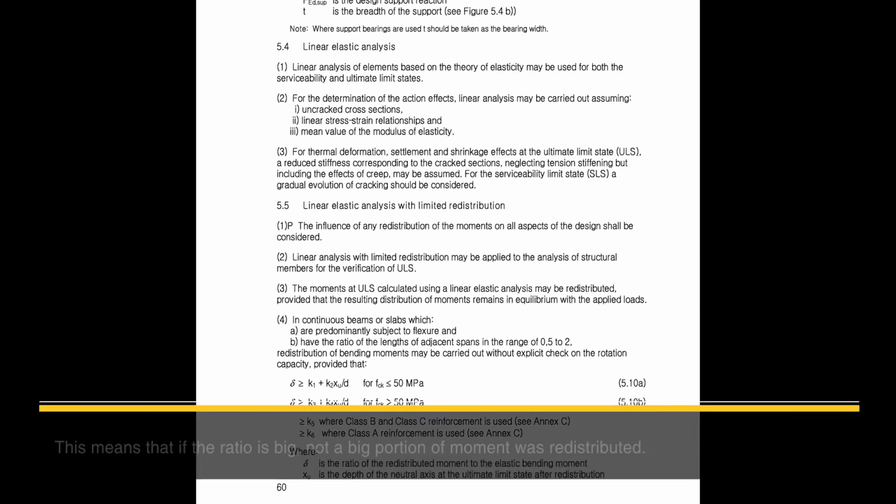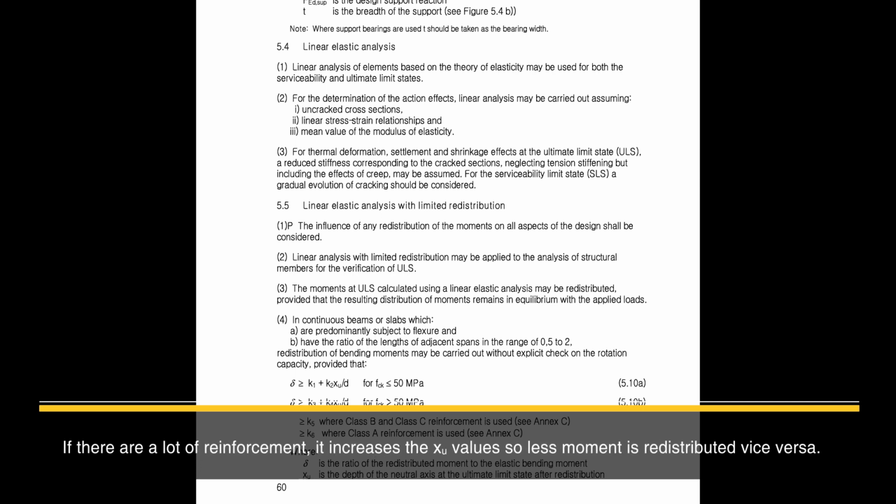However, as was mentioned, delta is the ratio of redistributed moment to the elastic bending moment. This means that if the ratio is big, not a big portion of moment was redistributed. So if there is a lot of reinforcement, it increases the xu values, so a smaller amount of moment is redistributed, and vice versa.